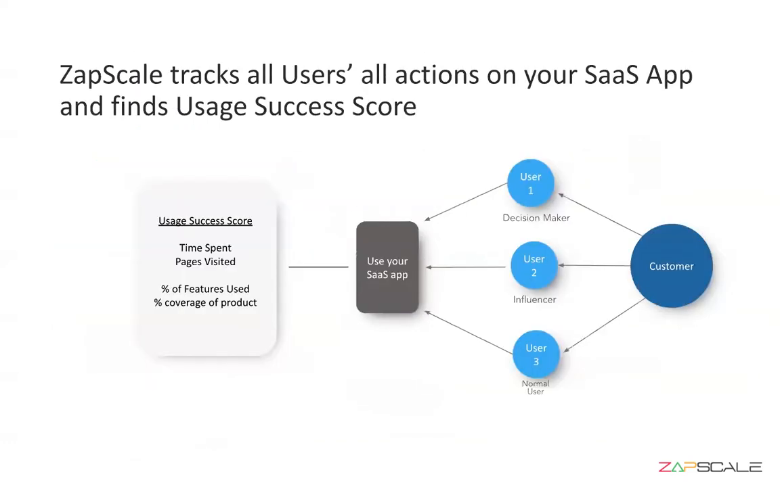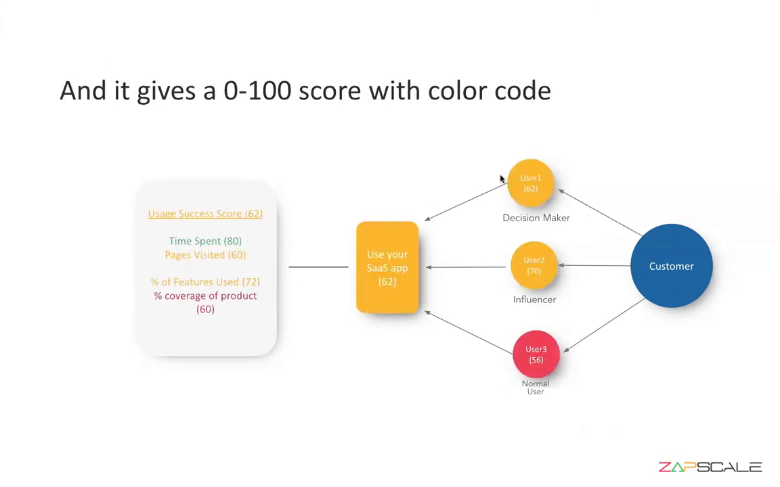For usage, each user would be scored on the basis of how much time they're spending on the product, how many pages they're visiting, what is the percentage of features that they're using, and what is the coverage of the product. Each user would have each of these KPIs scored and color coded, which would combine to give you one user's health score. And all the users' health scores combined would give you your customer score of usage of your SaaS application.